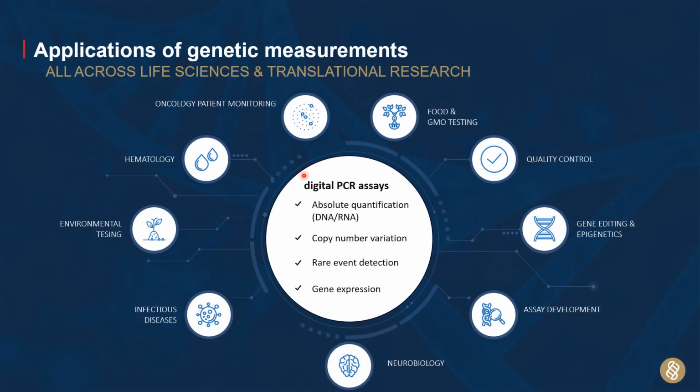If we take a look at the most commonly used applications for Crystal Digital PCR, we can see it's most commonly used as a method for absolute quantification of DNA and RNA, but also for copy number variation detection, rare event detection, as well as gene expression analysis. And very often you find that this technology is very applicable in detecting low concentration copy numbers for applications like hematology or liquid biopsy assays, but also environmental testing where you're looking for a low concentration of a target in the presence of a high concentration of inhibitors or a complex background.